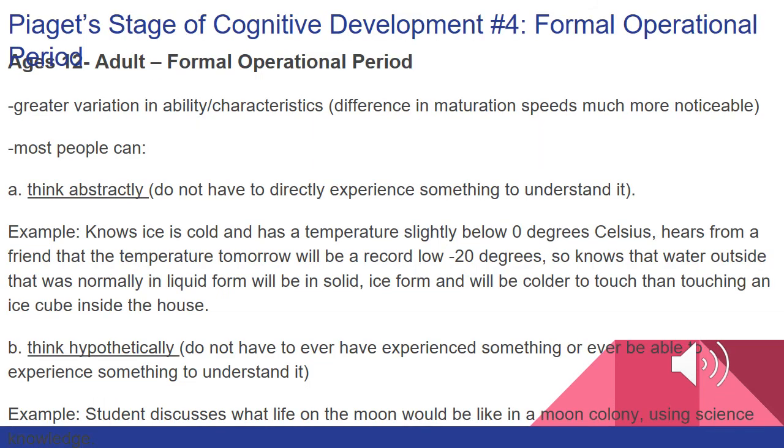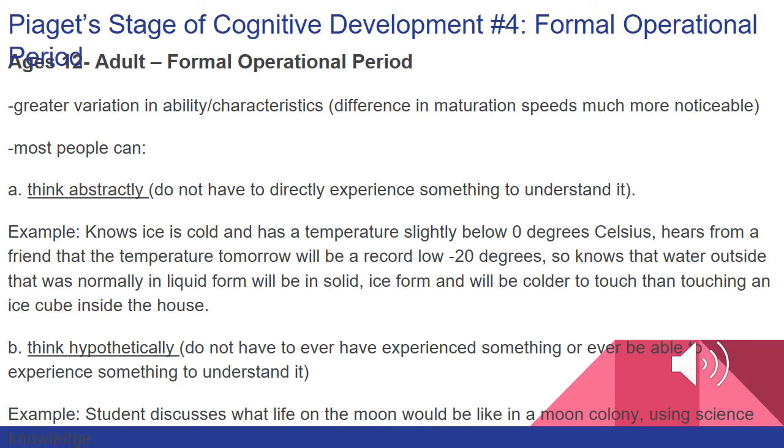The final stage in Piaget's stages of cognitive development is stage 4, the formal operational period. This is when students are ages 12 to adults. During this formal operational period, there's a greater variation in ability or characteristics of students. For example, there are a lot more noticeable developmental differences.